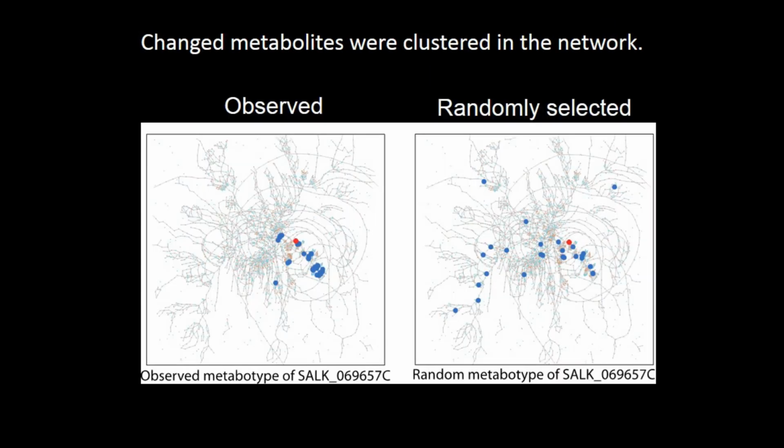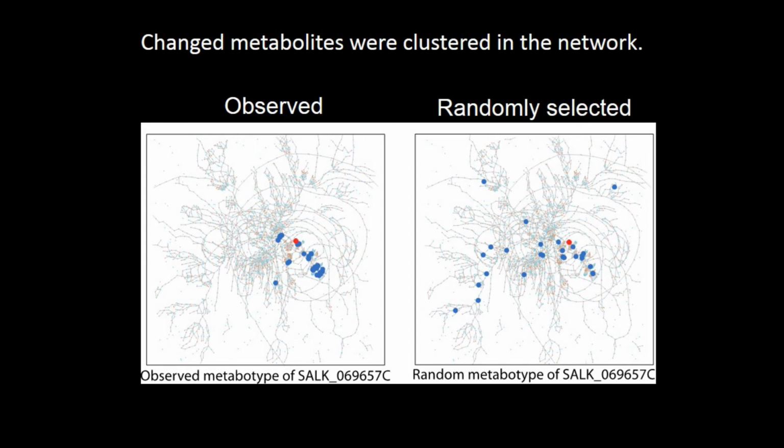And then we asked whether those changed metabolites were clustered to each other in the metabolic network. This is an example of a gene where this red dot represents the site of perturbation and the blue dots represent the compounds that are altered in the mutant compared to wild type. And we saw that for many of the mutants that were perturbed, the compounds that were changed were clustered around the site of perturbation, compared to when we randomly selected compounds from the network, which were well distributed throughout the network. So this indicates that the metabolite changes that we're seeing are likely due to the biological effects of the genes that are perturbed.